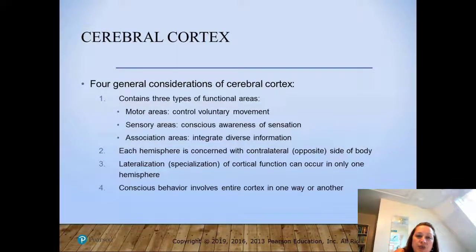If we want to talk about the cerebral cortex, we have three types of functional areas. Each hemisphere is contralateral, which means the right side of my brain controls the left side of my body. The left side of my brain controls the right side of the body. Lateralization of cortical function only occurs in one hemisphere, right? Specialized cortical functions can occur on one or both sides.